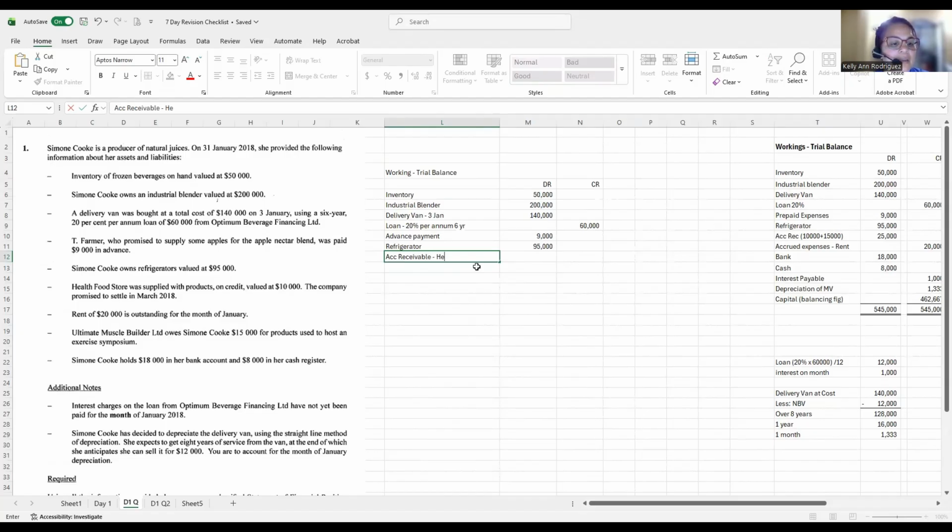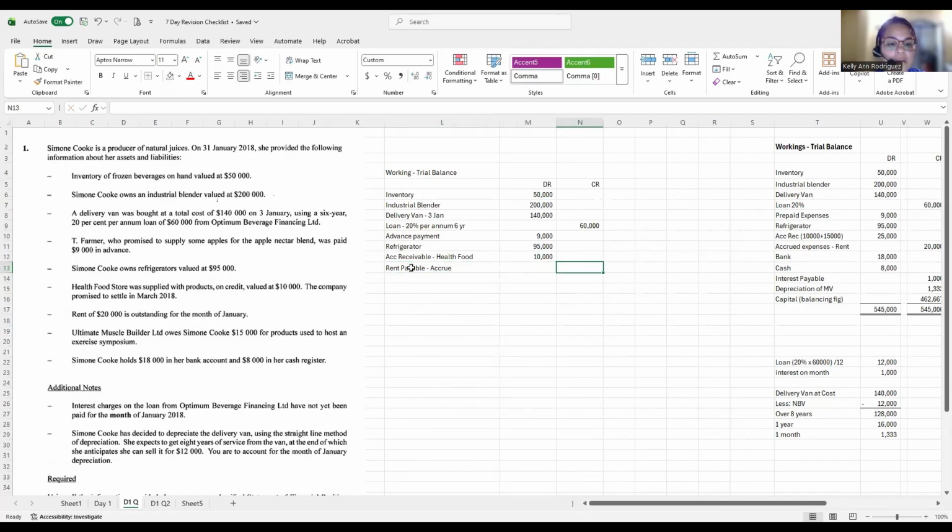Now let's put the name here so we wouldn't lose track of what we're doing. It's 10,000. Although they state that the company promised to settle with it by March 2018, that means to say they give her 3 months credit, right? Rent of 20,000 outstanding. Outstanding rent is rent payable, which means you have to accrue for that, right? So you need to accrue for it. Of how much? Rent 20,000. So it's a liability.